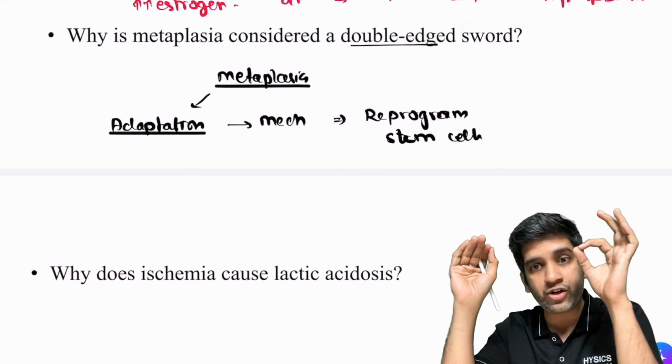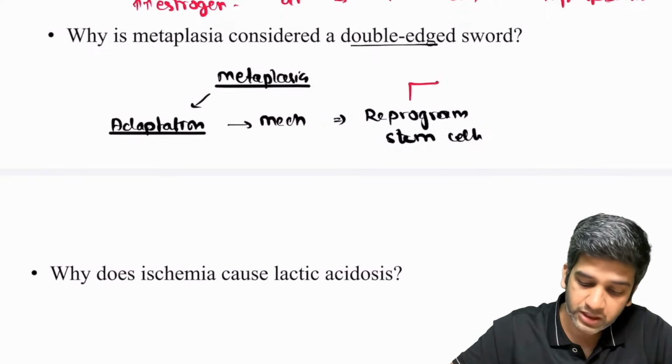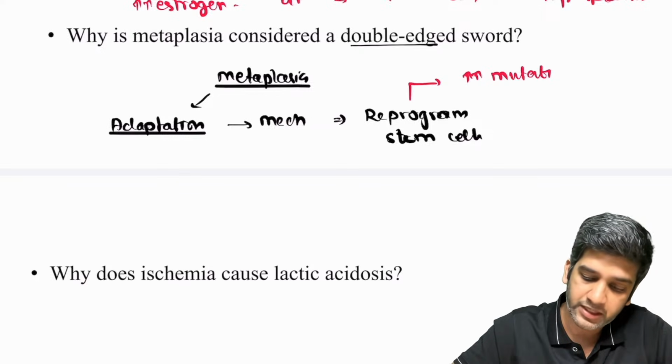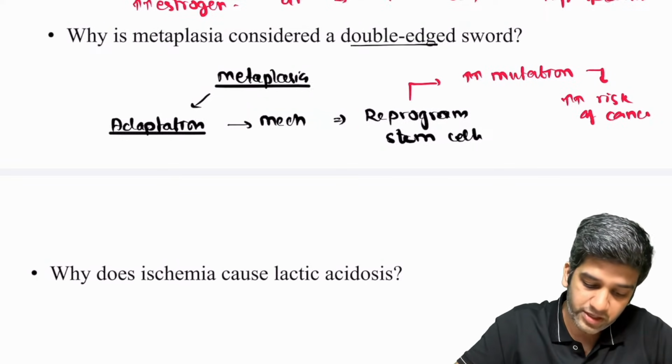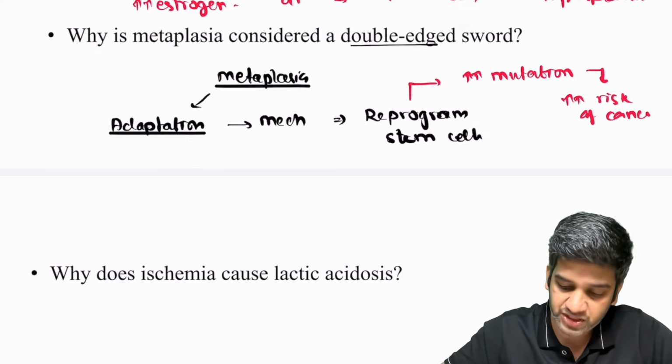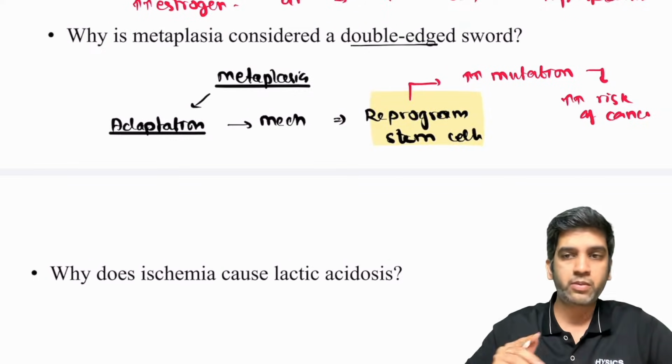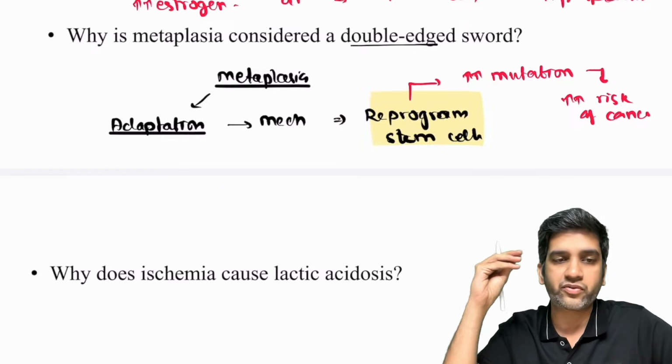Since I'm touching or reprogramming the stem cell, there's an increased risk of mutations, which can definitely increase your risk of cancer. I want this word in your answer sheet: it's going to reprogram stem cells, because anything that causes problems in stem cells can definitely increase the risk of cancer.